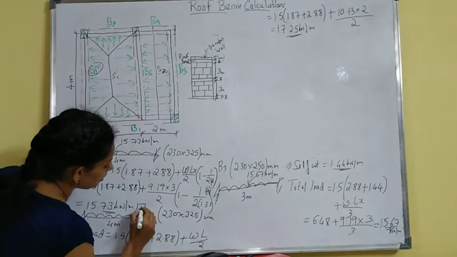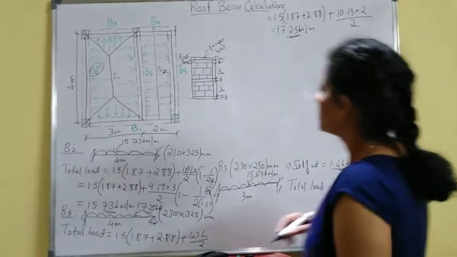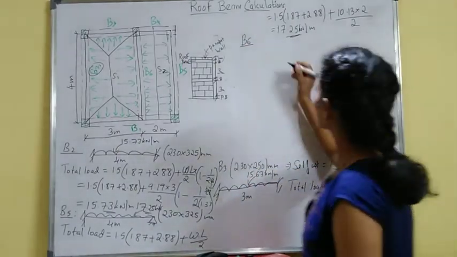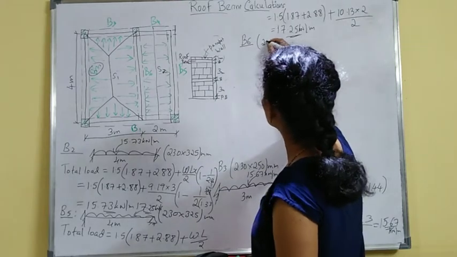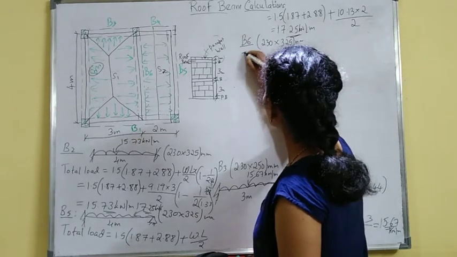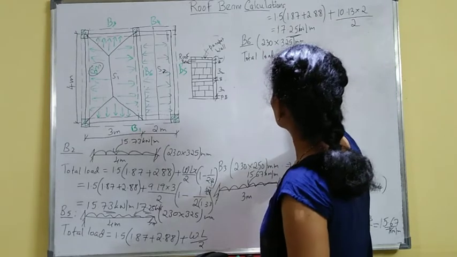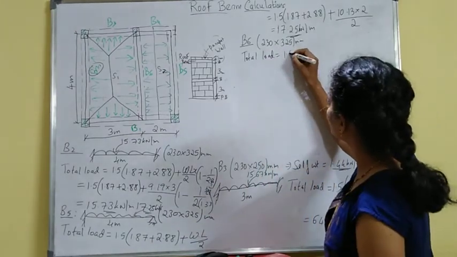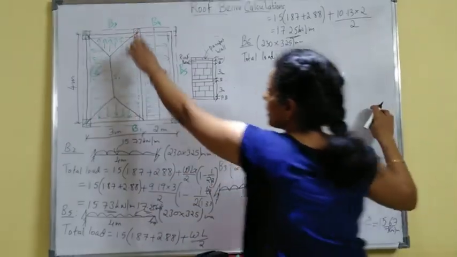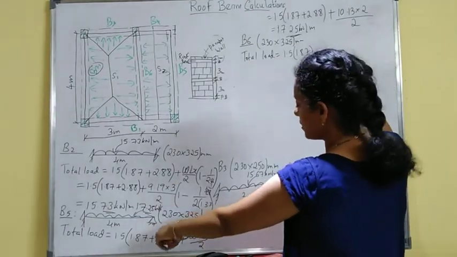So this load is 17.25. Okay, next we will calculate for B6. So size is same, 230 by 325. For total load for B6, here you have just a self weight of beam, that is 1.5 into 1.87, and there is no parapet wall above that beam, so you should not consider the parapet wall load.